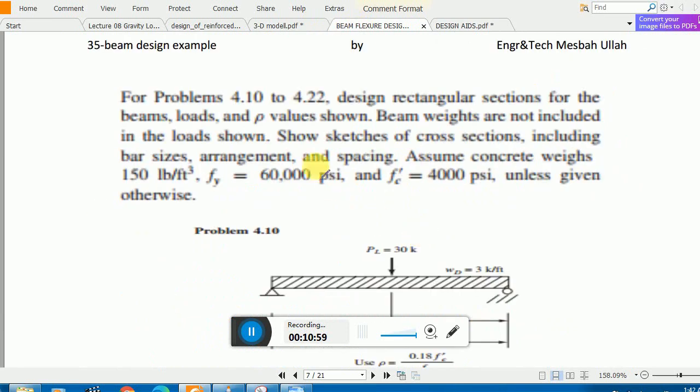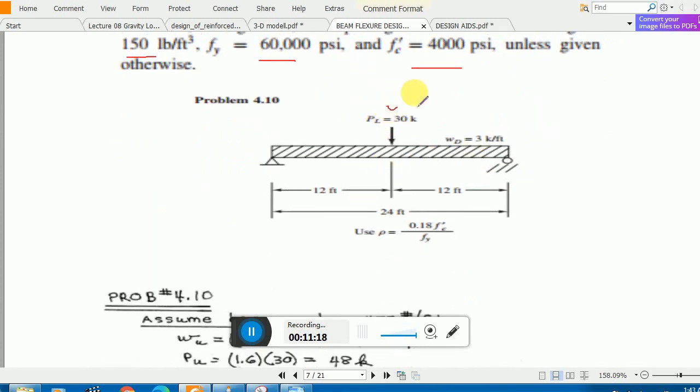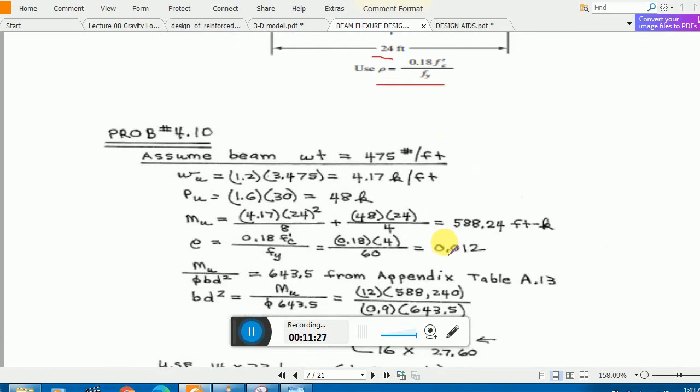The next question is this problem. We have fy this much, unless the weight of the material is given, beam weights. Here you see, design a rectangular section for the beam, loads and rho value shown. Beam weights are not included in the loads shown. Show sketches of the cross section. So this is my live load and this is my dead load. We have to include the dead load in this. A 24 feet span and the rho value is given. So the calculation, I think, is easy.